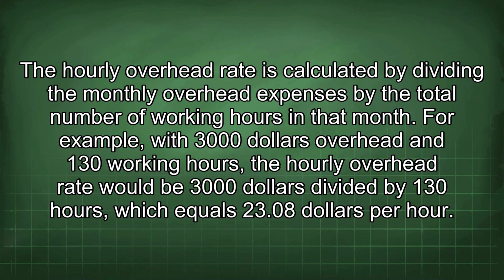The hourly overhead rate is calculated by dividing the monthly overhead expenses by the total number of working hours in that month. For example, with $3,000 overhead and 130 working hours, the hourly overhead rate would be $3,000 divided by 130 hours, which equals $23.08 per hour.